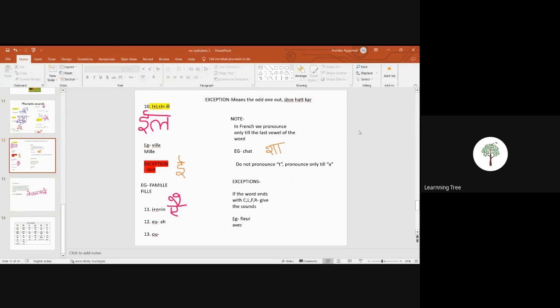I've also written the meaning of exception here: the odd one out, और हिंदी में सबसे हटकर, एकदम जो बिल्कुल यूनिक है अपना, वो कहते हैं हम नॉर्मल पैटर्न फॉलो नहीं करेंगे, we are unique. So these are exceptions.